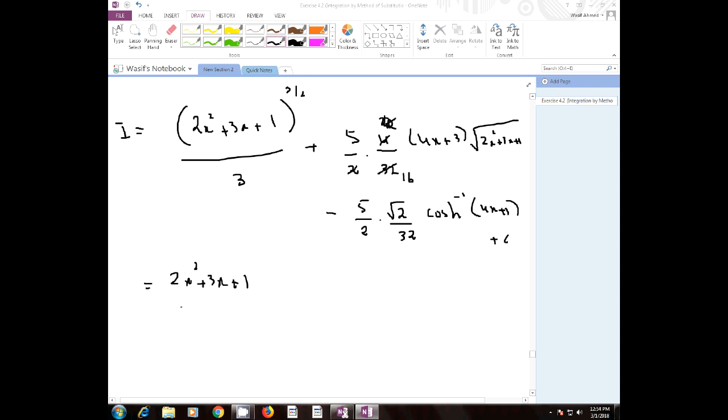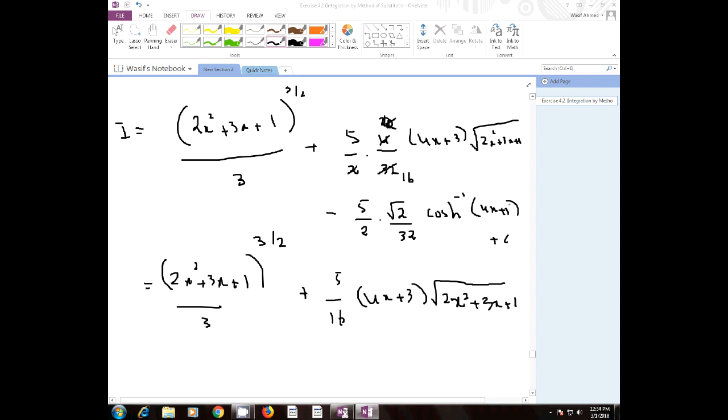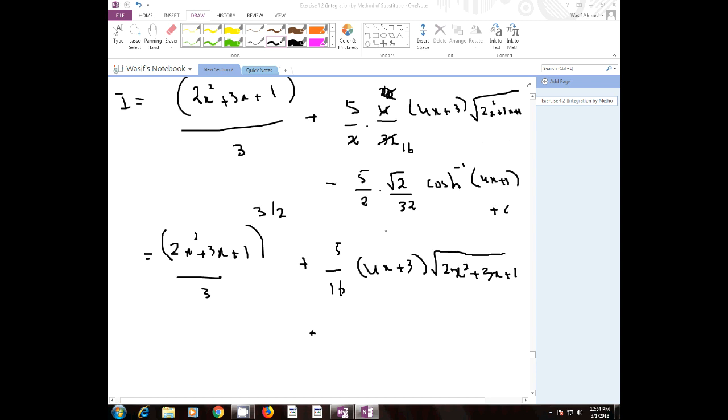2x square plus 3x plus 1 whole divided by 3 and the power of the numerator is 3 divided by 2 plus 5 by 16 4x plus 3 multiplied by square root 2x square plus 3x plus 1, and in the last square root 2 and 2 they get cancelled, so we have square root 2 in the denominator. So 5 divided by 32 square root 2 and cos hyperbolic inverse 4x plus 3 plus constant of integration.